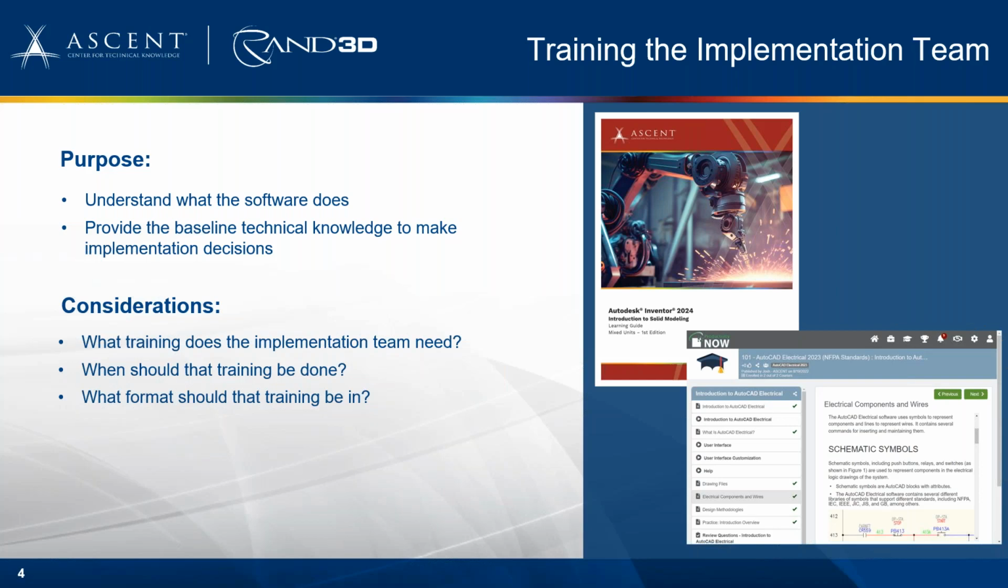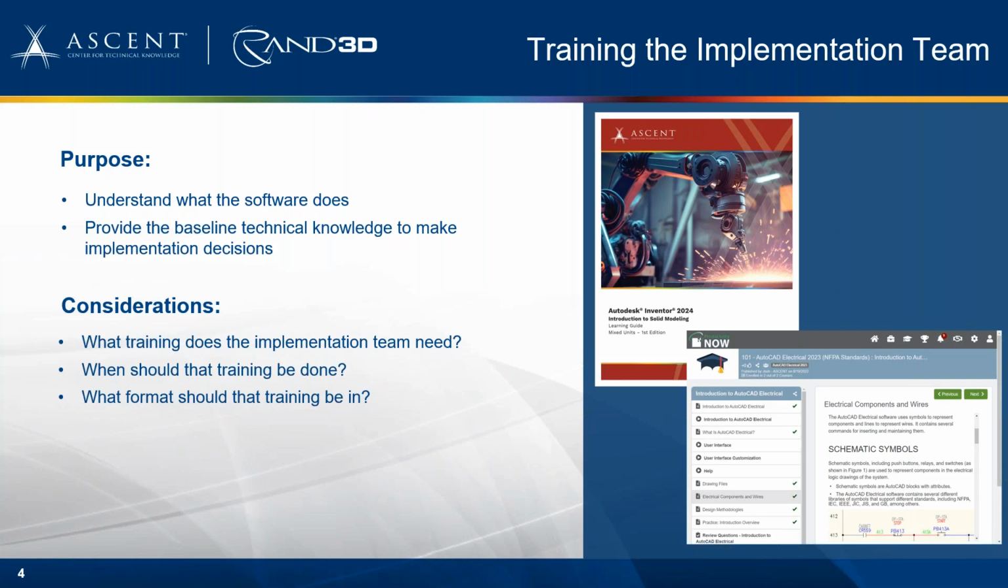And then lastly, what format should the training be in? Many implementation and training partners provide open enrollment training, where you can learn software in a classroom or even in an online environment where you have an instructor presenting. You can also talk about having dedicated classes for your team only. Many partners that offer training like Rand3D also offer self-paced learning, in our case with Rand3D through Productivity Now.